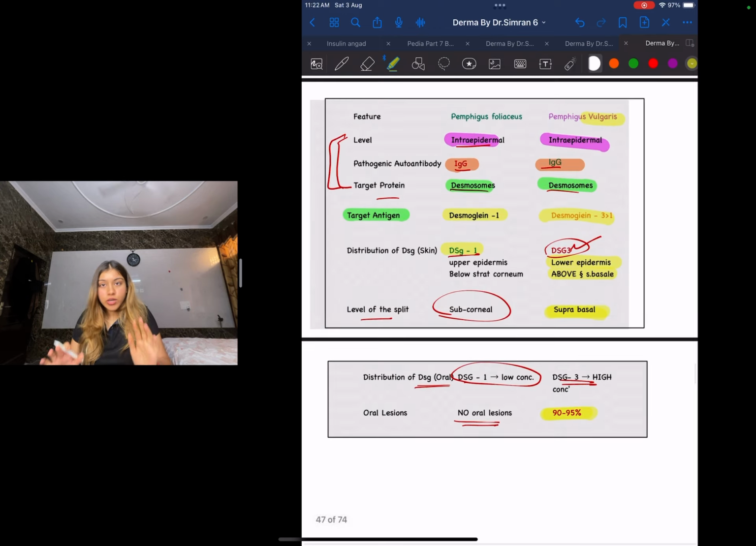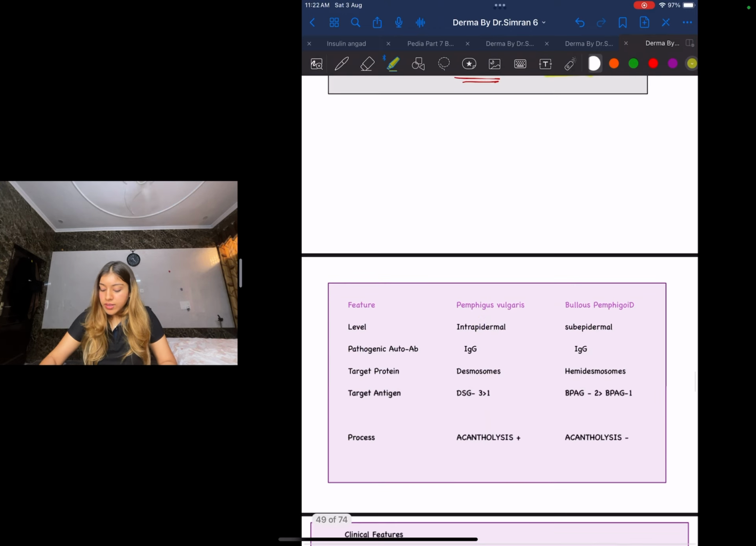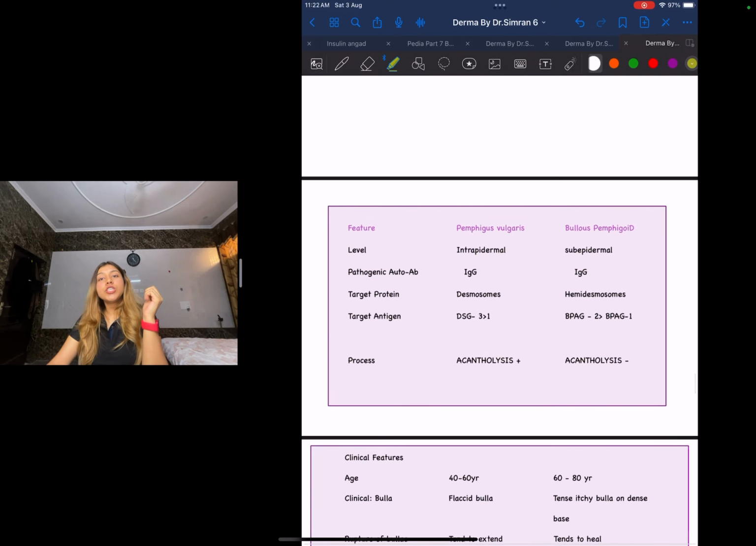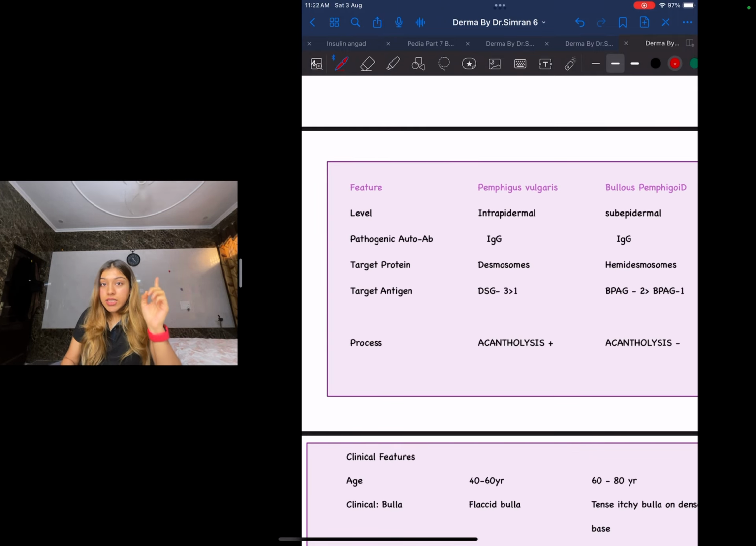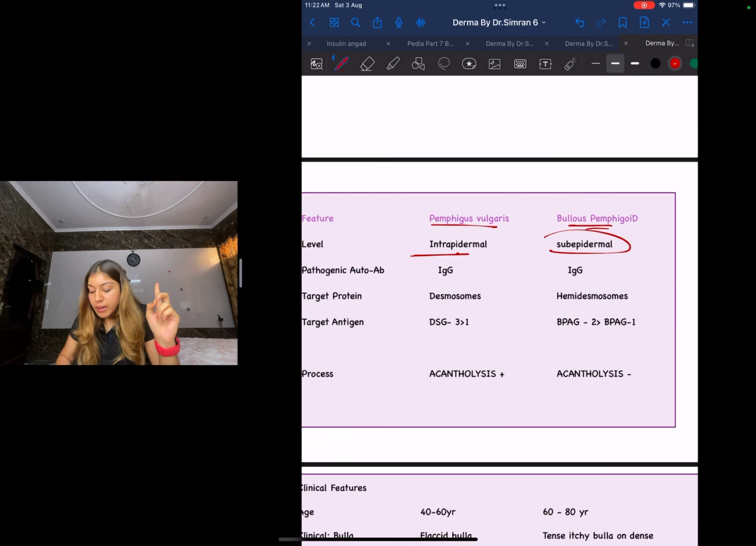Understood? I hope you have understood this table. Let us move on now. This is another table that will differentiate between pemphigus vulgaris and bullous pemphigoid. The earlier table was between pemphigus foliaceus and vulgaris. Now this is pemphigus vulgaris and bullous pemphigoid. Again, let us look at the level. As discussed earlier, pemphigus vulgaris is going to be intraepidermal in origin, whereas bullous pemphigoid is going to be subepidermal.